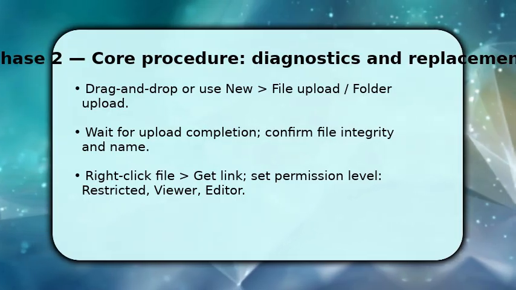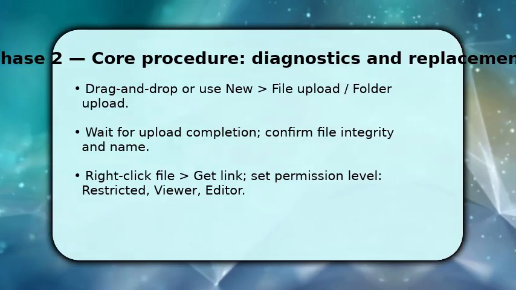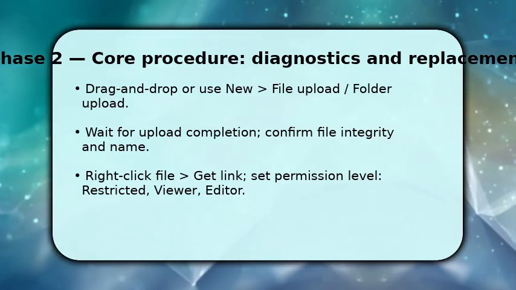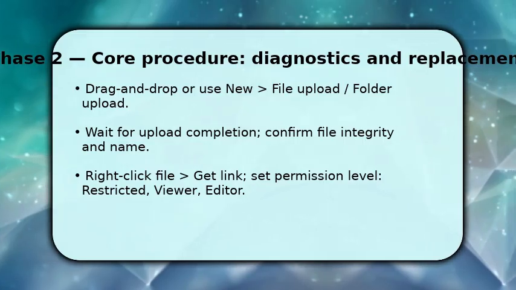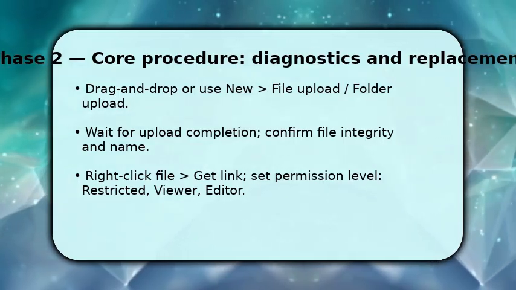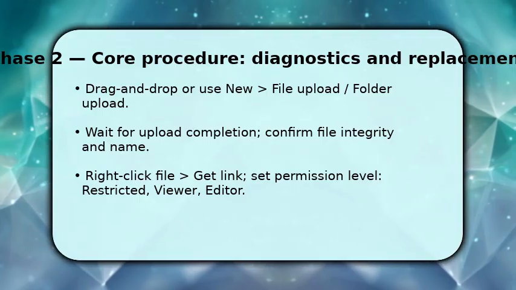After that, right-click the item and choose Get Link. This is where you control access. Make sure to set permission, Restricted for private, Viewer for read-only, Editor to allow changes, because permissions determine who can view or edit your content.